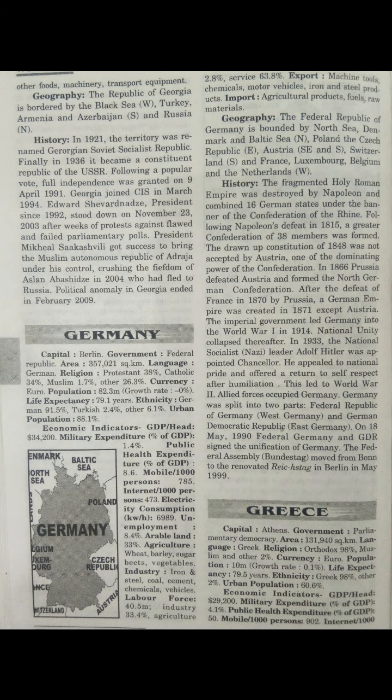The imperial government led Germany into World War I in 1914. National unity collapsed thereafter. In 1933, the National Socialist Nazi leader Adolf Hitler was appointed Chancellor. He appealed to national pride and offered a return to self-respect after humiliation. This led to World War II.